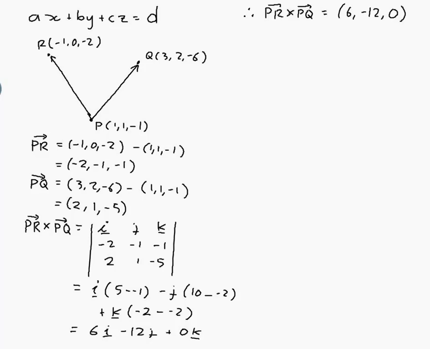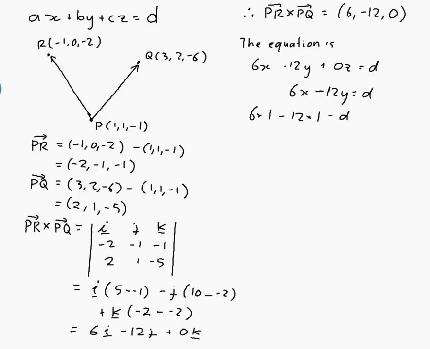So my equation is 6x minus 12y plus 0z equals d, for some d, I don't know what that is yet. 6x minus 12y equals d. Now I can find d by subbing in one of my points. So one of my points is P, which is (1, 1, -1). So 6 times 1 minus 12 times 1 equals d. So minus 6 equals d.